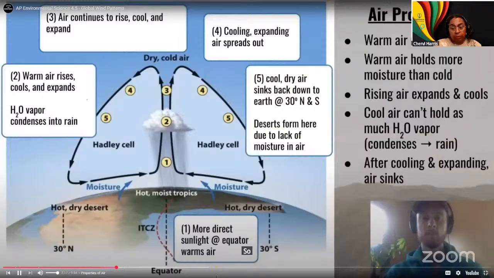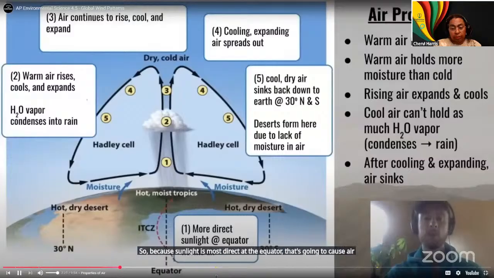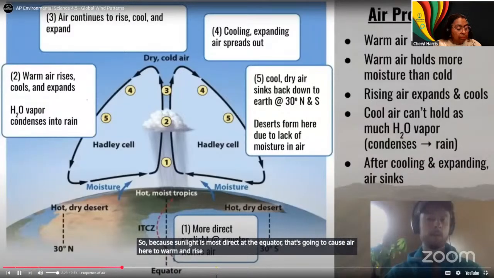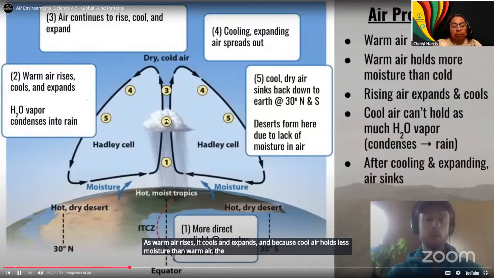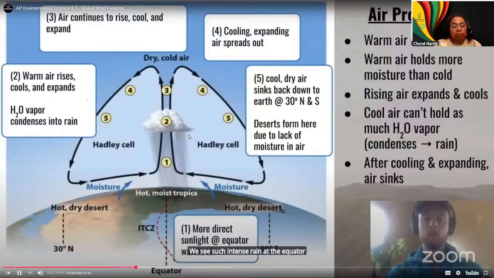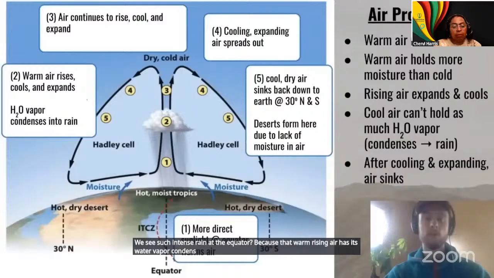So because sunlight is most direct at the equator, that's going to cause air here to warm and rise. So we can see that as step 1 in the diagram. As warm air rises, it cools and expands, and because cool air holds less moisture than warm air, the water vapor has to condense into rain. And so if we look at step 2 in the diagram, that's why we see such intense rain at the equator, because that warm rising air has its water vapor condense and then fall down to earth as rain.